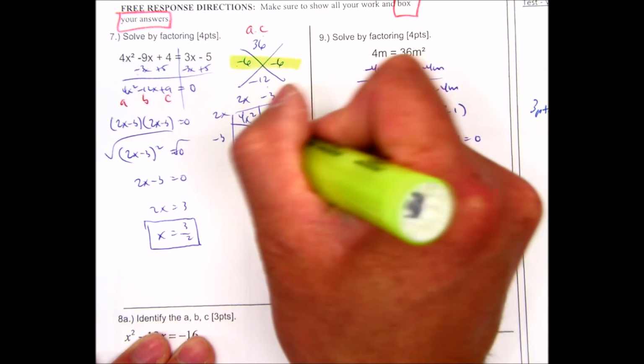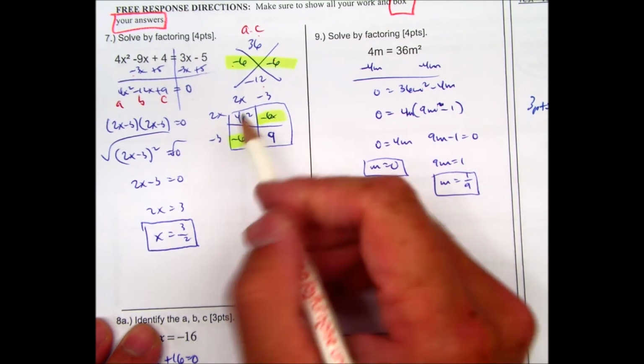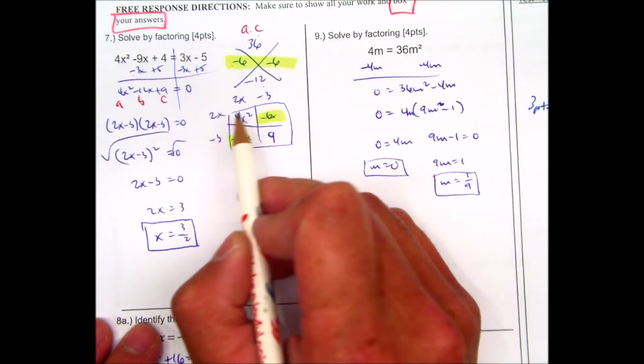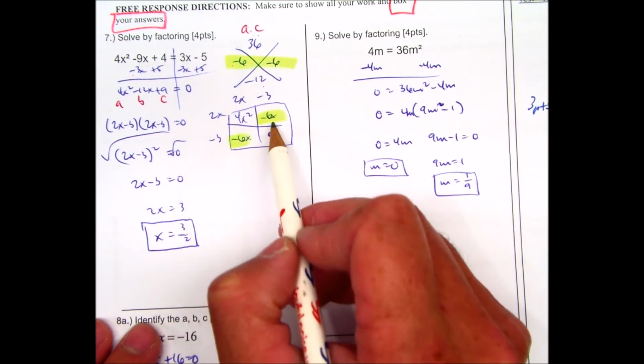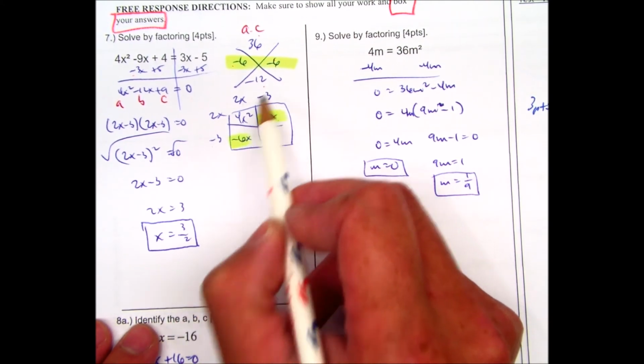Take those two values, put it there. First term goes on the top left. Multiply 2x times 2x gives you 4x squared. Negative 3 times 2x gives you negative 6x. 2x times negative 3 gives you negative 6x. Negative 3 times negative 3 equals 9.